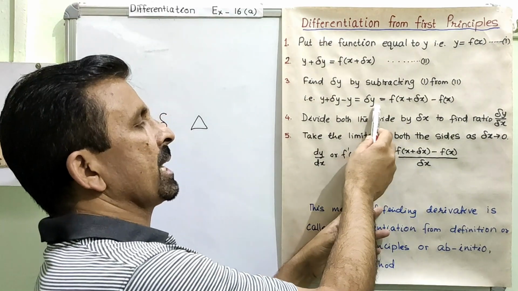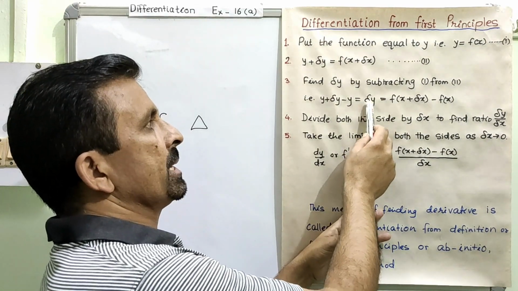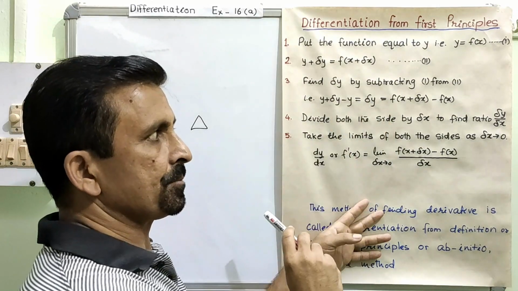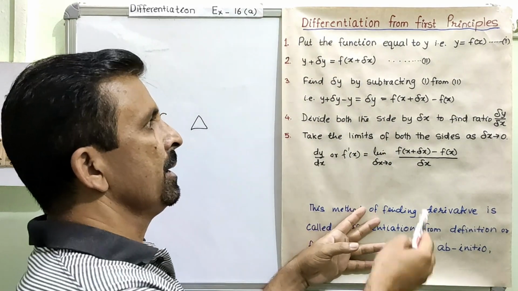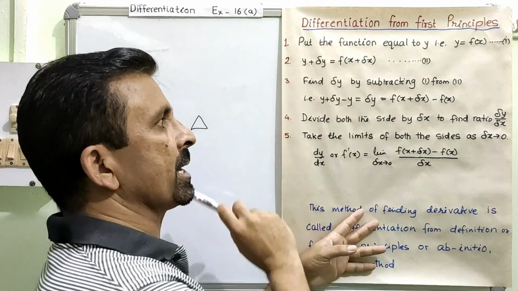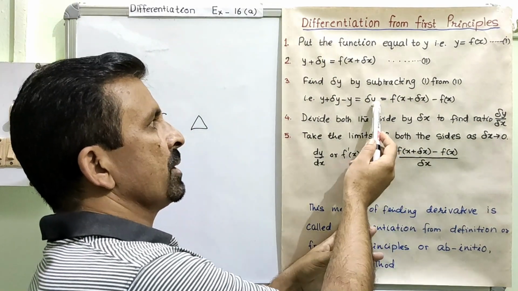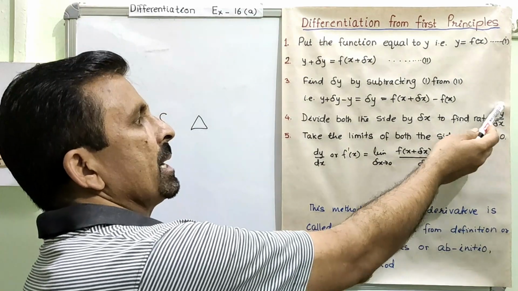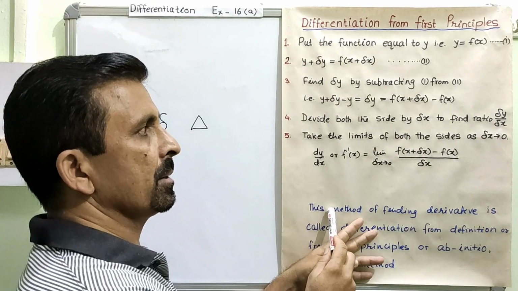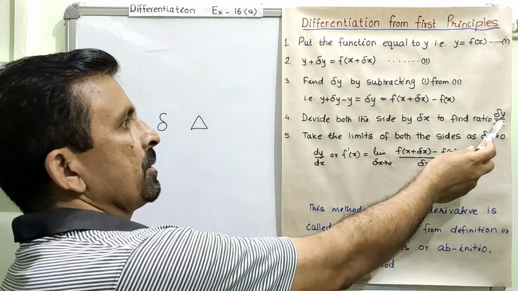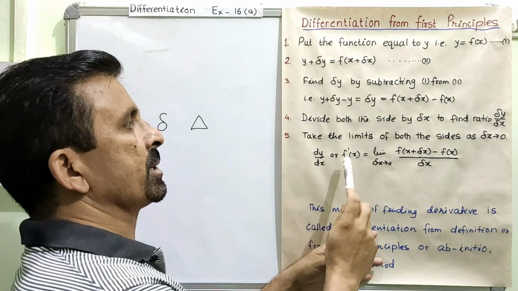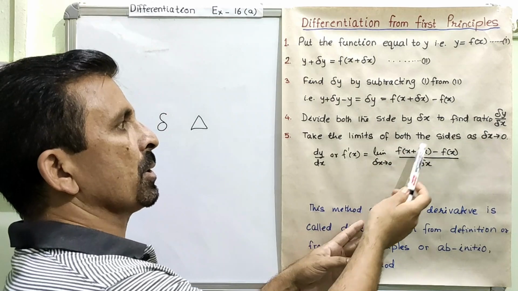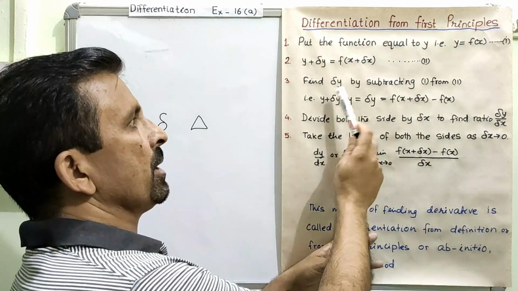So when you divide this side by delta x, you will be getting delta y by delta x. That is called the dy by dx. Is this very clear? And after dividing them and finding the ratio, when you divide this by delta x, you will be getting the ratio as delta y over delta x. Is it all right? And the final step is, now we have to take the limit on both the sides.